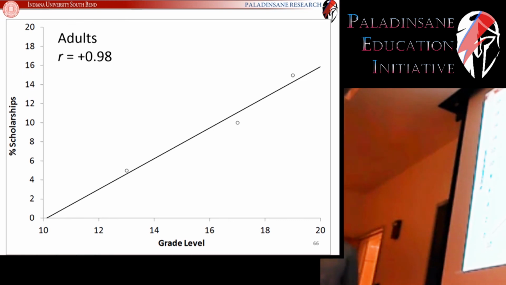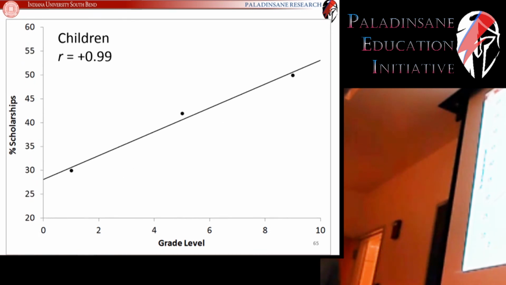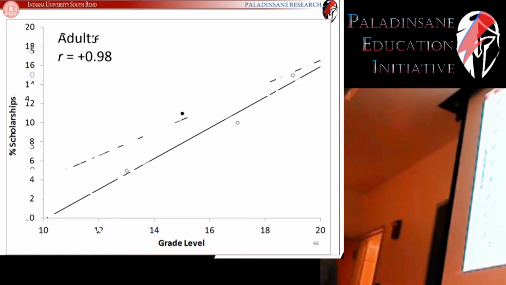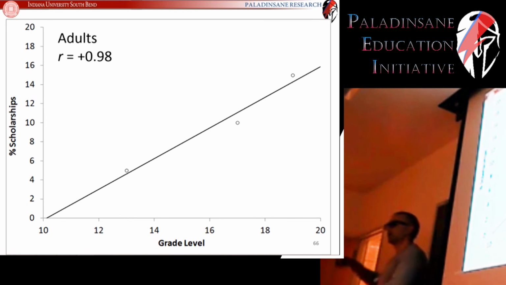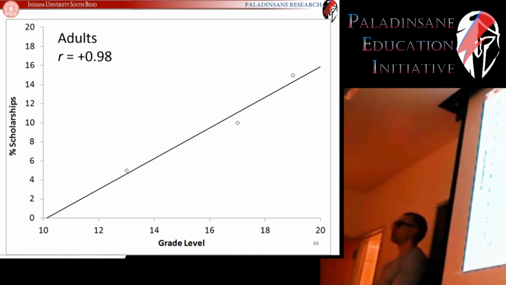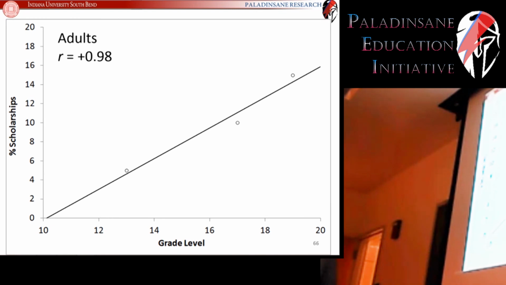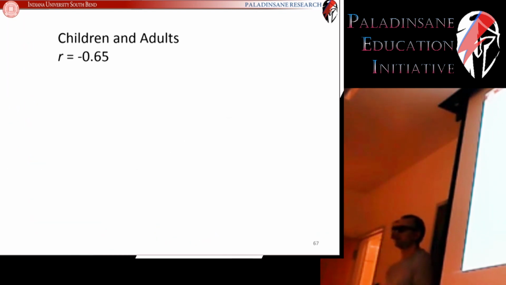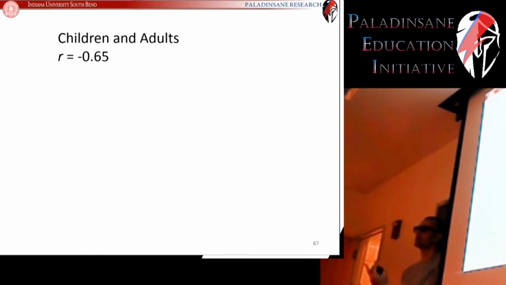And again, if you fit the correlation to this relationship between grade level and scholarships, we get, once again, an extremely high correlation. So we got high correlation for children, high correlation for adults, positive correlation for children, positive correlation for adults. And if you took this data and said, well, let's just combine all of this into one big data set and calculate the combined correlation coefficient, you get a negative correlation. Negative when you combine two highly positive correlations, and that's the Simpson's paradox.